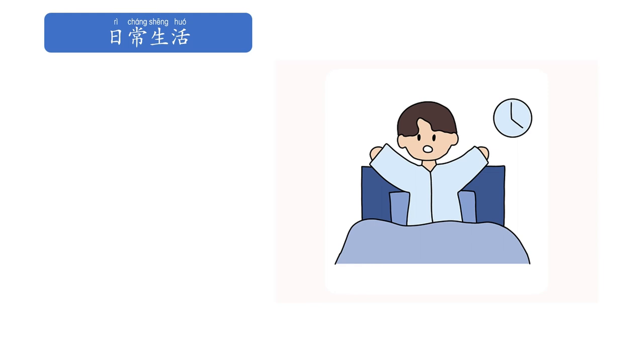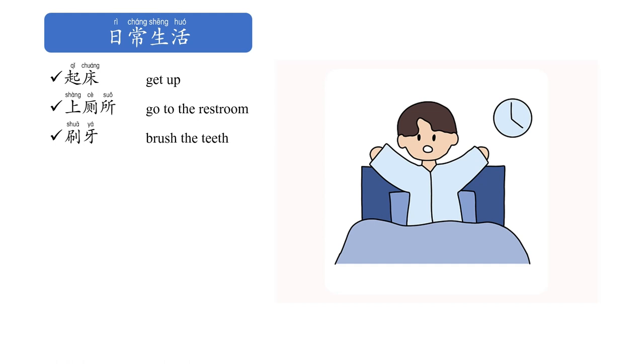Let's begin with 日常生活 or daily routine in general. Something that everyone needs to do every day. The first one, 起床, to get up. 起床. Second one, 上厕所, go to the restroom, and brush your teeth, it is 刷牙, wash the face, 洗脸, and for take a bath, it is 洗澡, take a bath.